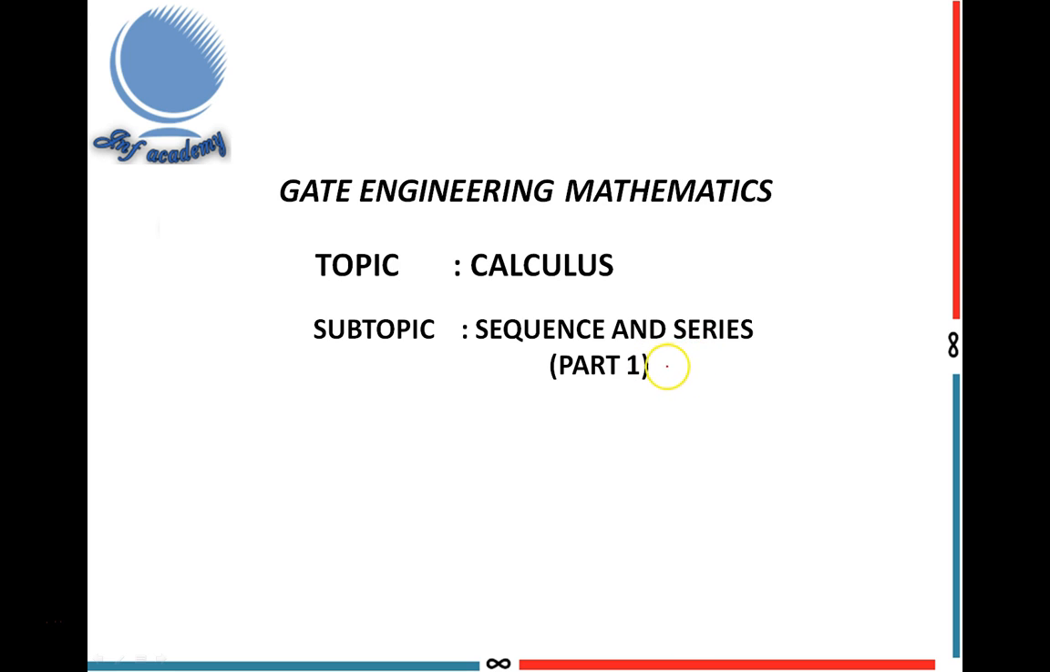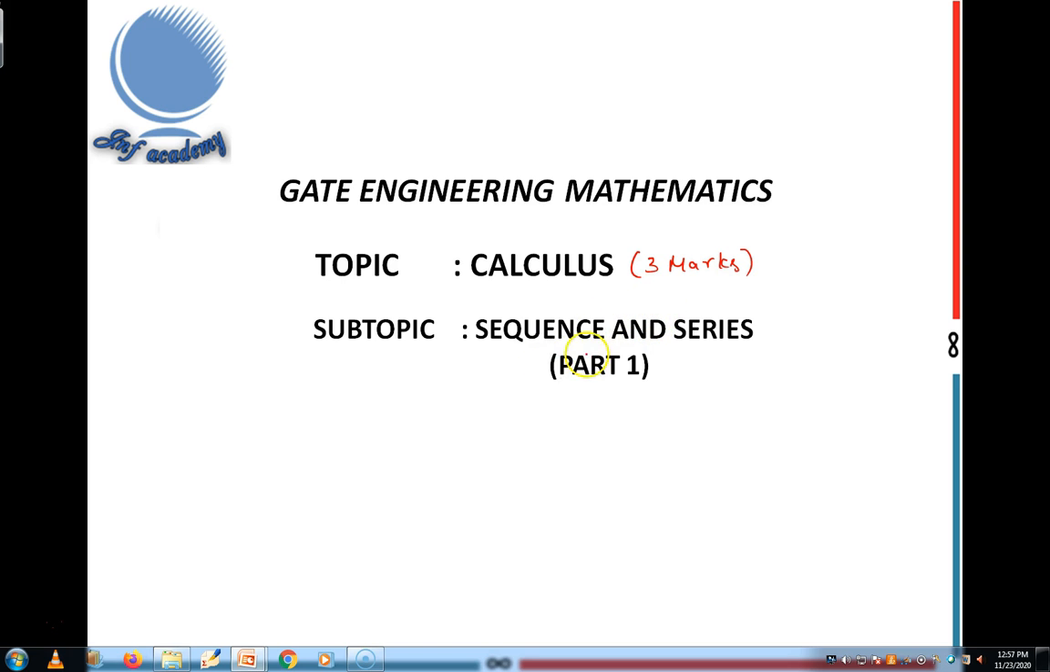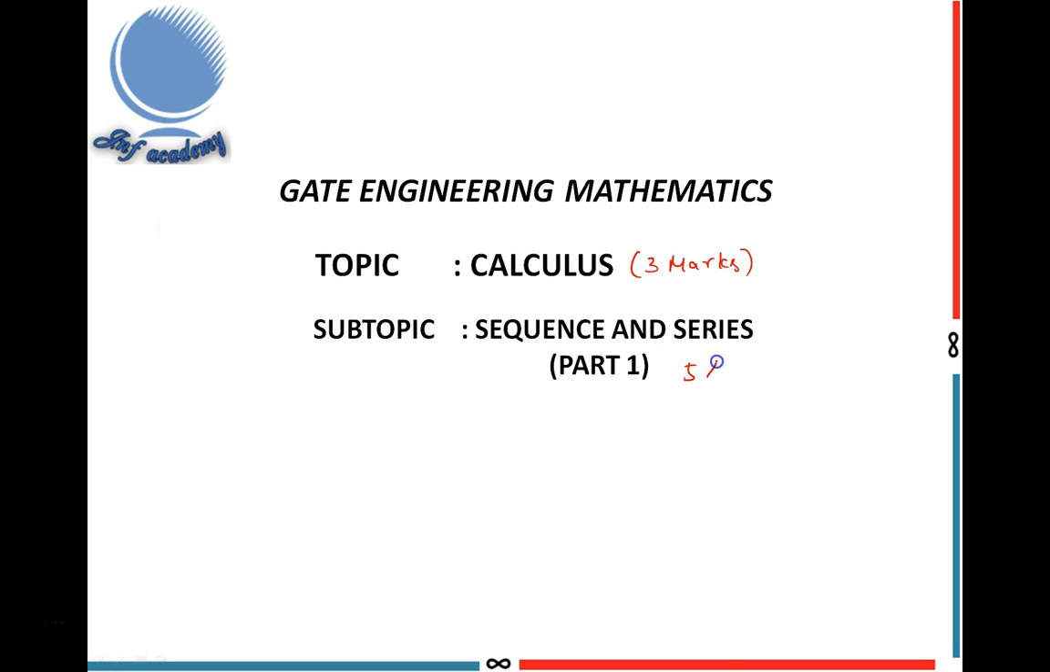Next, I explain the weightage of this topic, sequence and series. Maximum 3 marks come from calculus topics in the GATE examination. This subtopic has a low chance only. Only 5% chance to get a question from this topic for all branches.